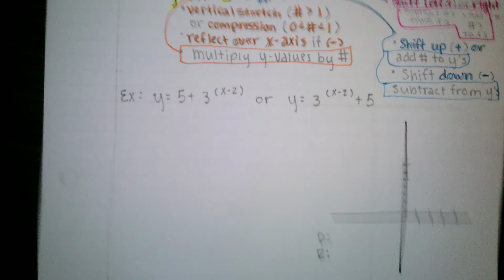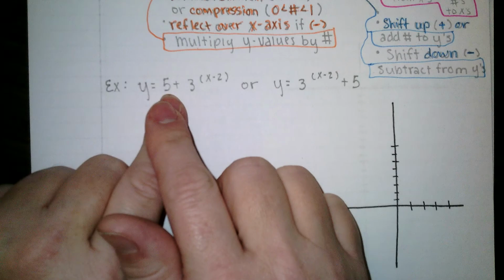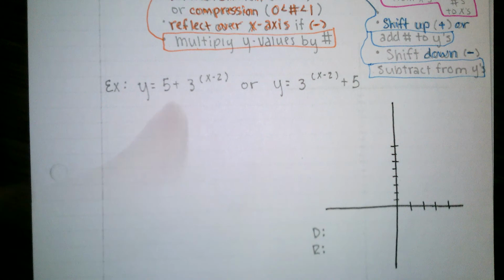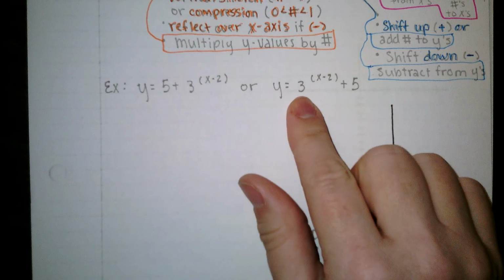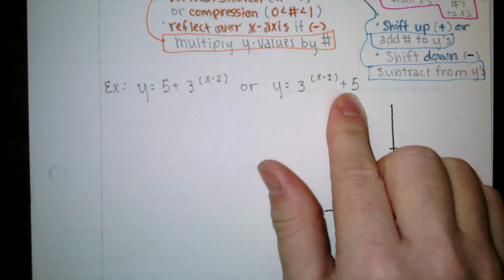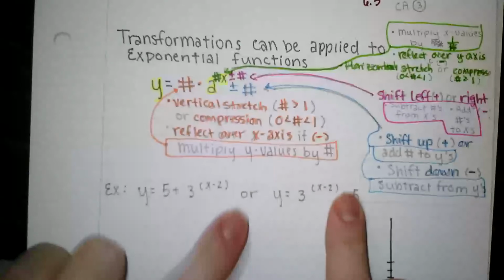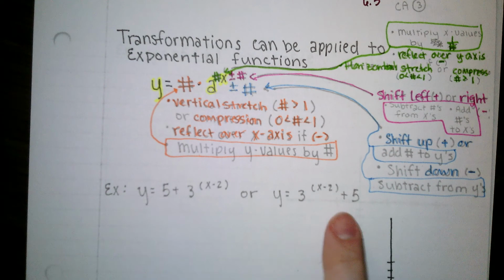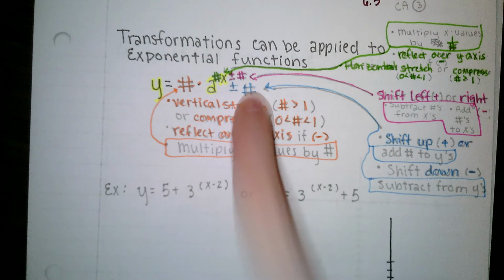All right, here is an example. So if we have y equals 5 plus 3 raised to the power of x minus 2, that's the same thing as y equals 3 to the x minus 2 plus 5. So you may see it in this order, but because of the commutative property of addition, it means the same thing as this. So this plus 5 that's out in front is the same as a plus 5 at the end, which is going to make that a shift up.